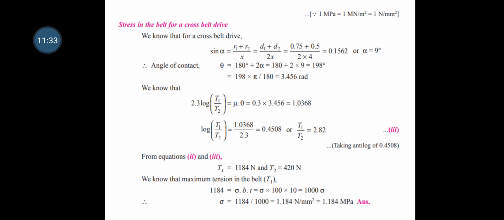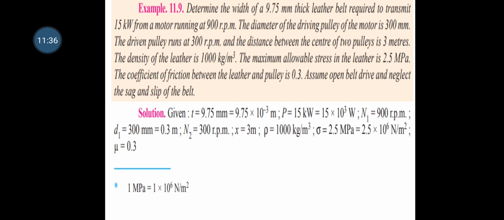Determine the width of a 9.75 mm thick leather belt required to transmit 15 kilowatt from a motor running at 900 rpm. The diameter of the driving pulley of the motor is 300 mm. The driven pulley runs at 300 rpm and the distance between the centers of the two pulleys is 3 meters. The density of the leather is 1000 kg per meter cube. The maximum allowable stress in the leather is 2.5 megapascal. The coefficient of friction between the leather and the pulley is 0.3. Assume open belt drive and neglect the slack and the slip of the belt.